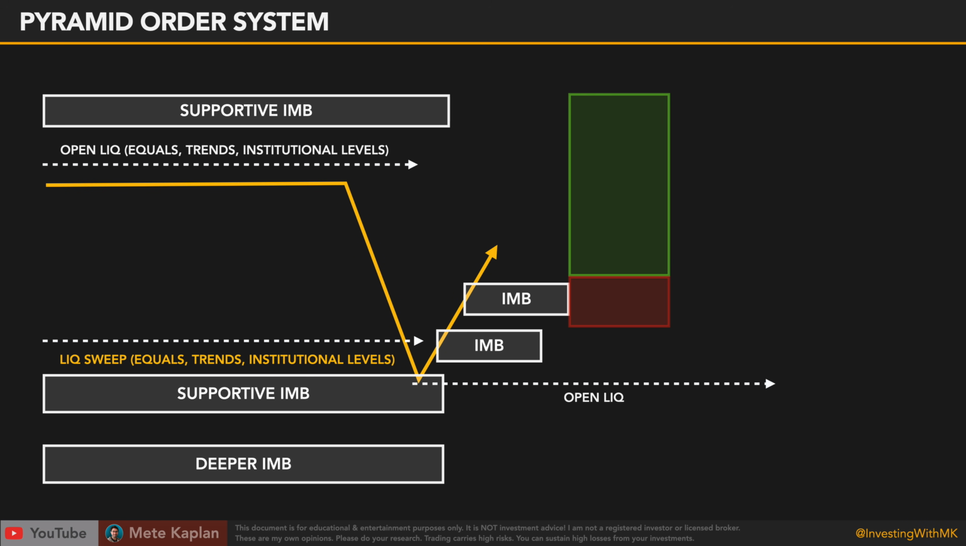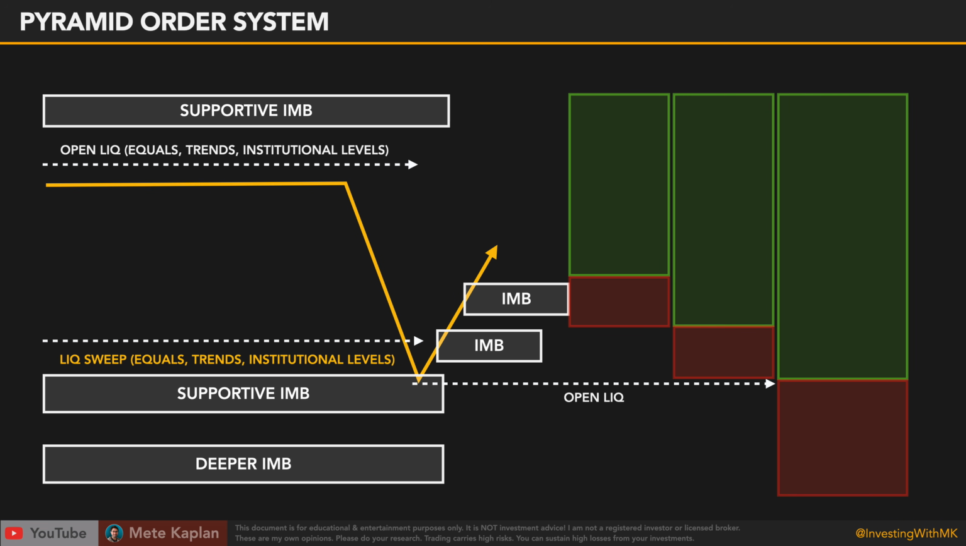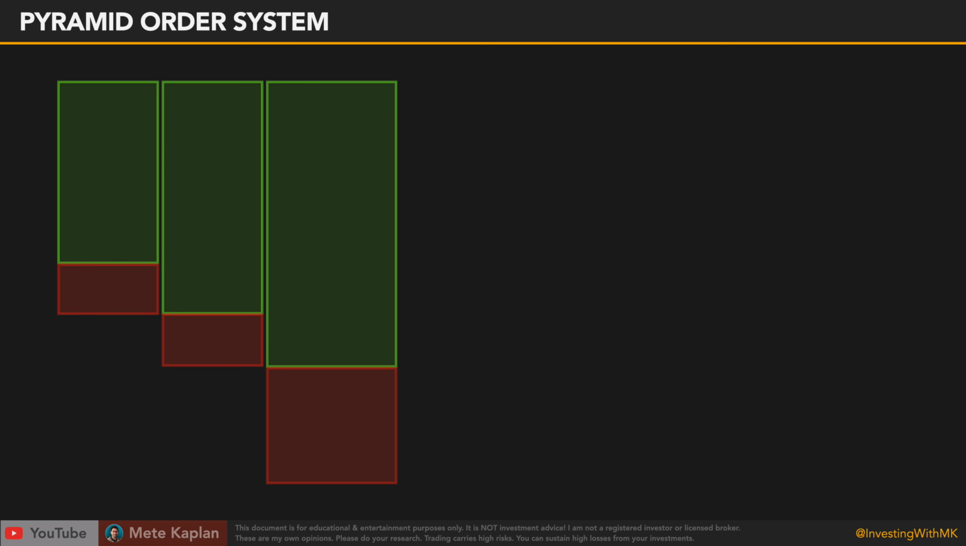We will use a technique called the pyramid order system, very similar to the yo-yo technique from my masterclass. So instead of building a single position, we will build multiple positions based on every single entry point. Let's continue to learn. First of all, how much money should we risk?